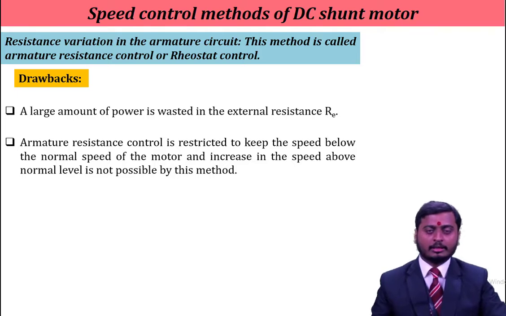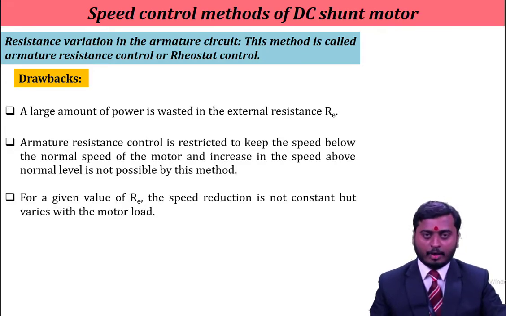Why? Because in case 1 it was 239.9 volt, whereas in case 2 it was something like 239.5 volt. So here after connecting this external resistance, your EB is going to reduce, and as your EB is going to reduce, your speed is also going to reduce. So this method is used to control the speed below rated speed, and above rated speed or above normal level it is not possible to control the speed by this method.